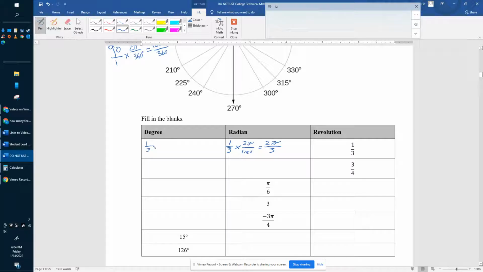How about degrees? 1/3 of a revolution times 360 degrees in 1 revolution gives us 360 divided by 3 is 120 degrees. How about 3/4 of a revolution? 3/4 times 2 pi for 1 revolution gives us 2 times 3 is 6 divided by 4 will give us 3/2, 3 pi over 2.